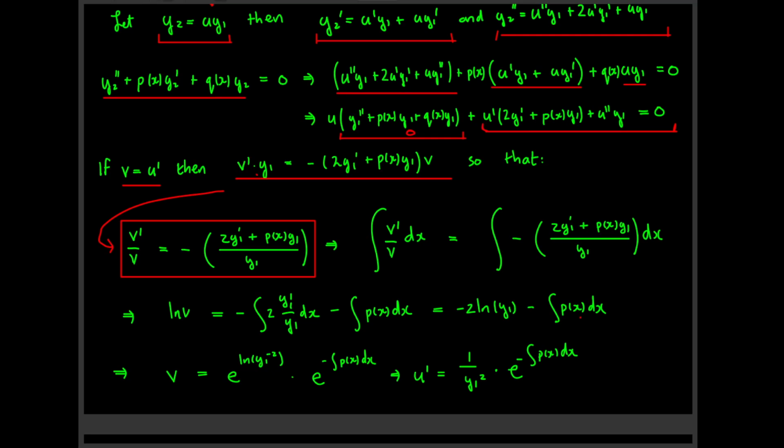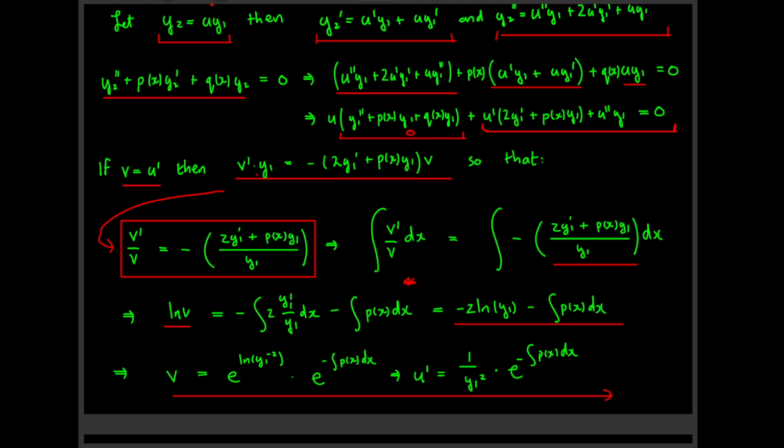So we integrate both sides. We get this expression here. Here we've just separated the fraction to get this, and then we end up with this, and now we can raise both sides of our equation to the power of e, and so we get v is equal to e to the negative 2 ln y1, and so we just get this. Okay, and that's our formula.